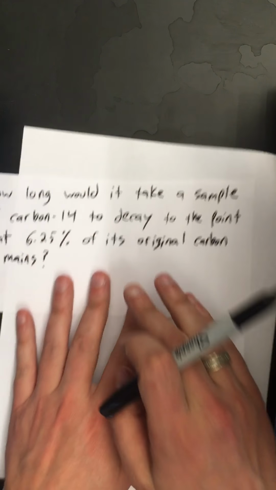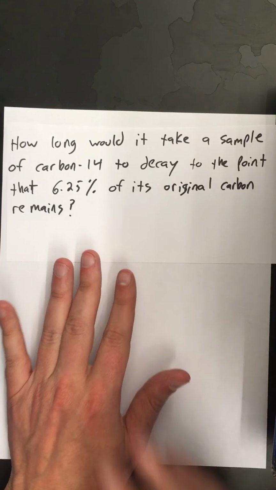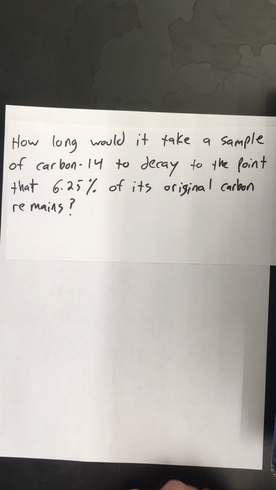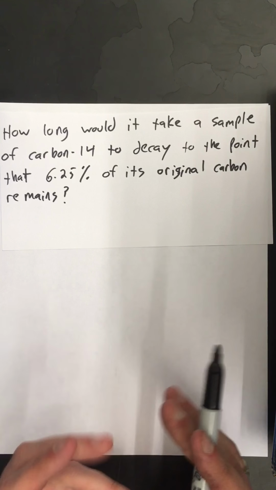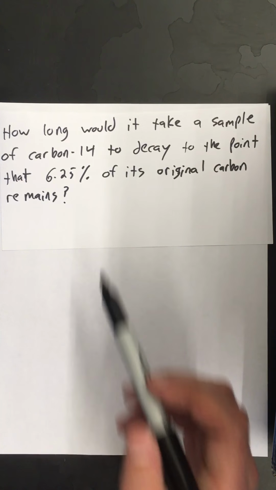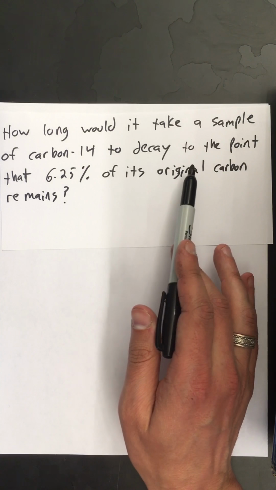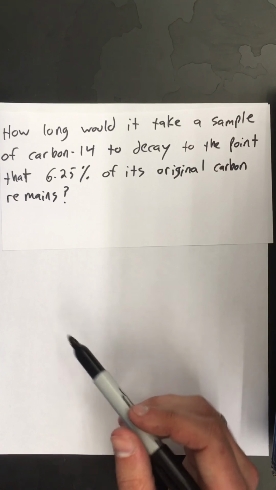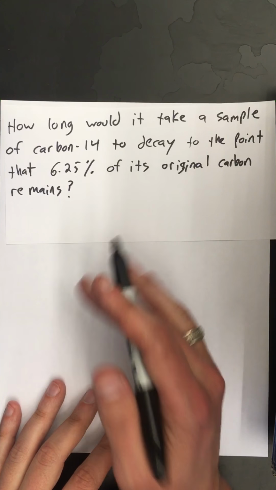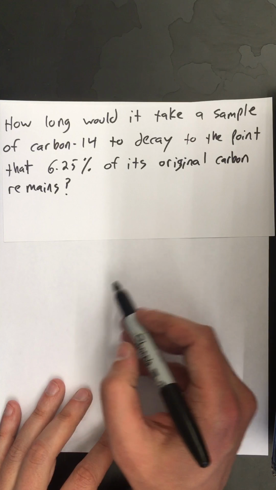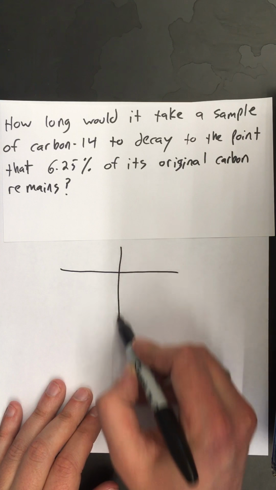Let's try one more problem. So let's try this one now. This is basically the same concept, it's just worded a little differently. So I wanted to close by showing you guys how to do this one. In this case, still carbon-14, but this time it's asking us how long would it take a sample to decay to the point that 6.25% of the original carbon remains. So this time we're solving for a time rather than a mass like we were on the first one. But we'll solve it in a similar way.